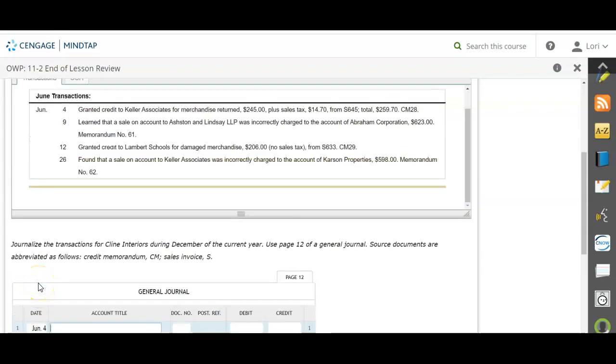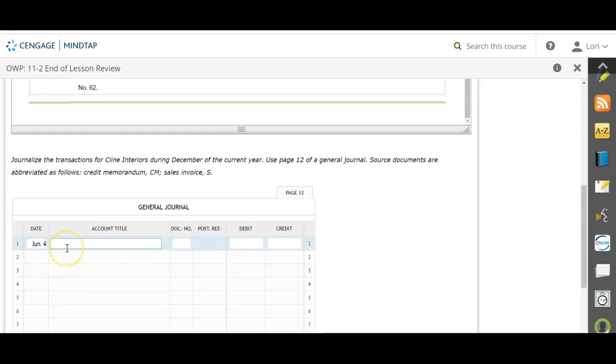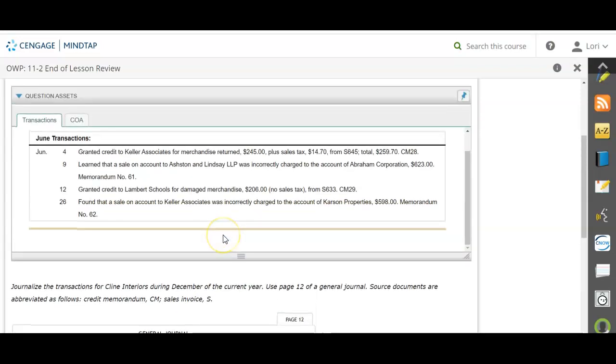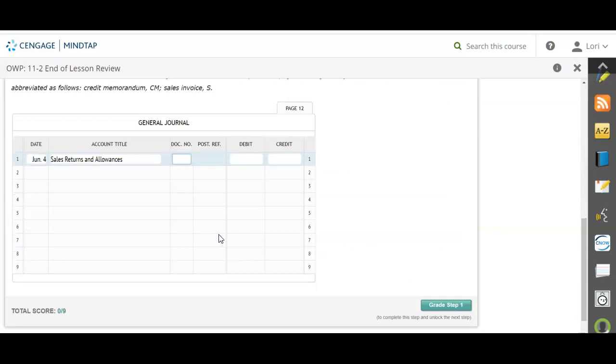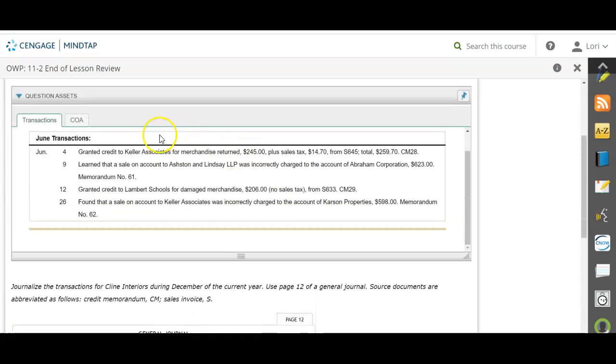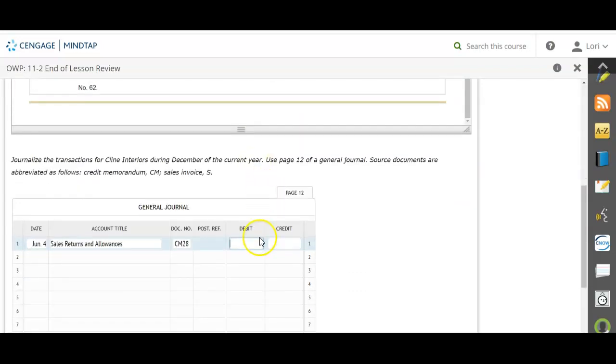And it says we granted credit. So Keller is one of our customers. So the first thing we're dealing with is they're returning us goods that were part of a sale. So it's sales, returns, and allowances. The doc number is CM28. And the amount of the sale, she tells us they returned $245 worth of goods. So that is now debited for $245.